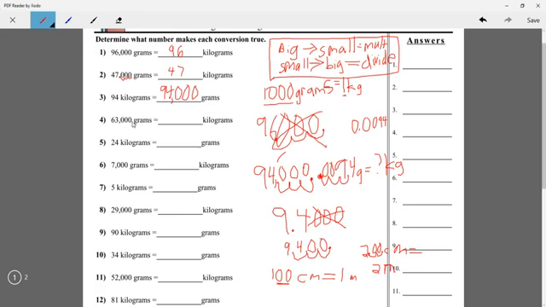So that should explain this. 1, 2, 3, right? Grams to kilograms is dividing, so that's 63. 24 kilograms, we're just multiplying by 1,000, so 0, 0, 0. We could go through all of these, but I think this kind of gives a good explanation on it. So hopefully that's helpful.